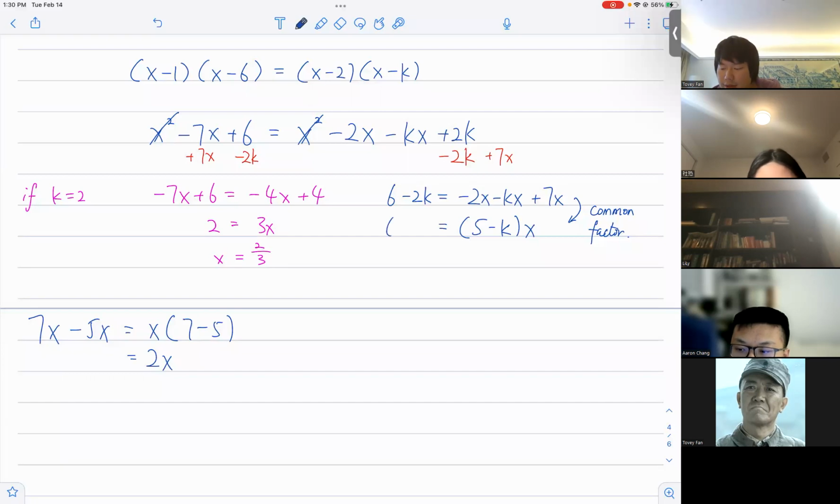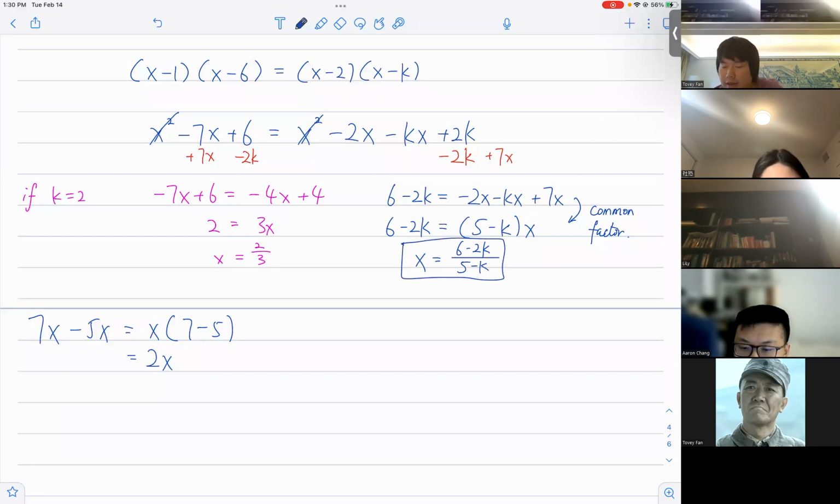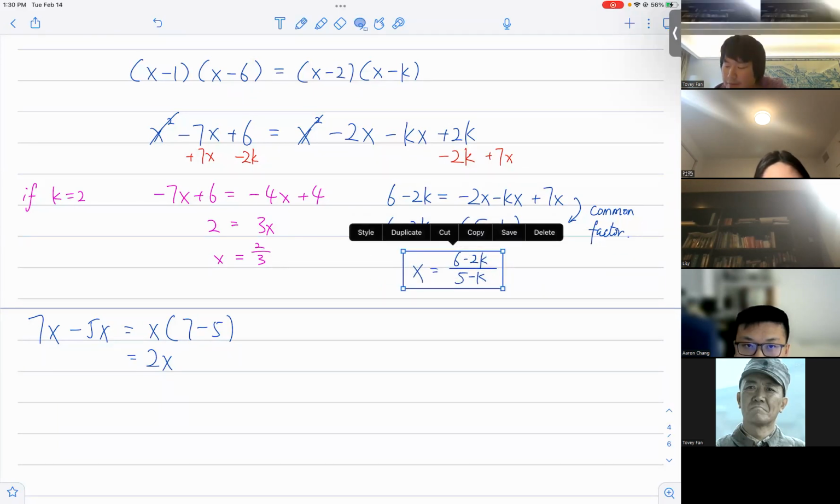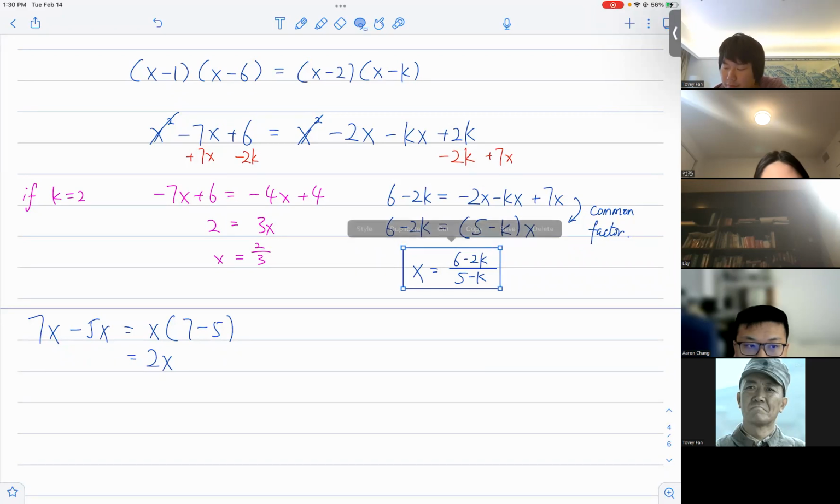Okay, on the left-hand side, we have 6 minus 2k. And eventually, if we want to solve for x, you divide by 5 minus k, right? So 6 minus 2k divided by 5 minus k. Okay, if you recall, this is what? This is solving x in terms of k, right? Solving x in terms of k. Any question?